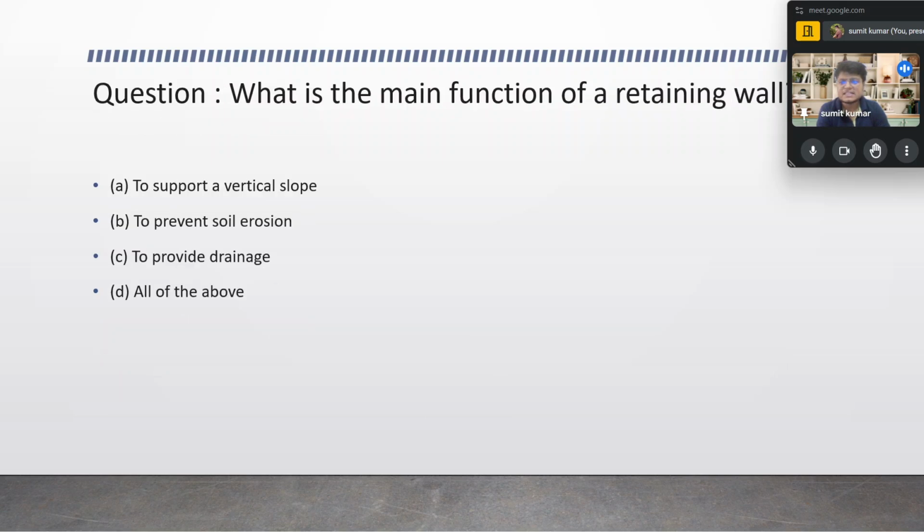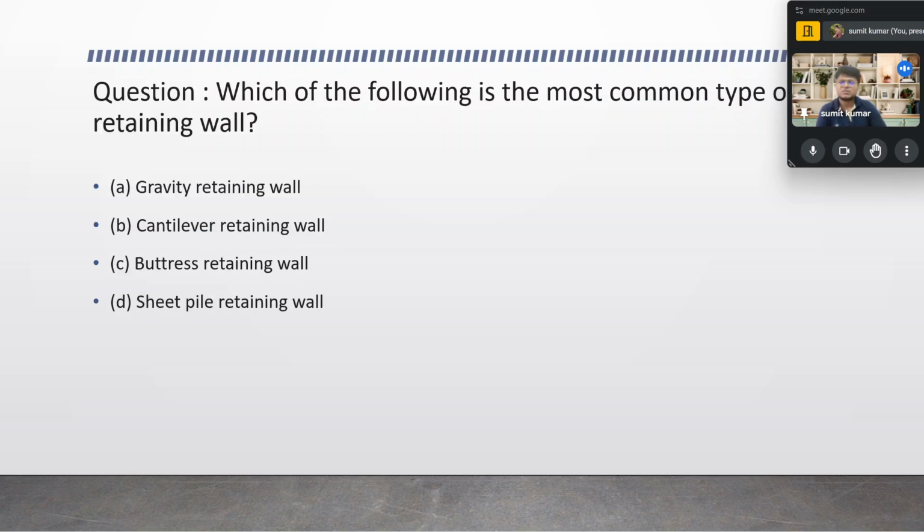Okay, now we have our next problem. What are the main functions of the retaining wall? The option is to support the vertical slope. This is the same problem which we have already solved, so option D is the correct answer. We are moving to the next step. Which of the following is the most common type of retaining wall?